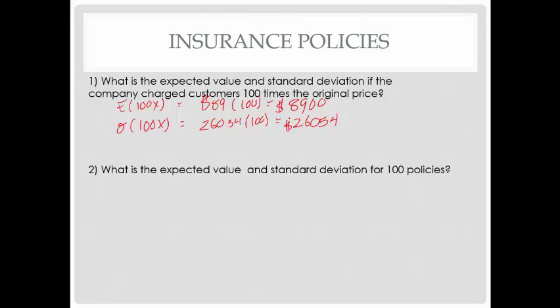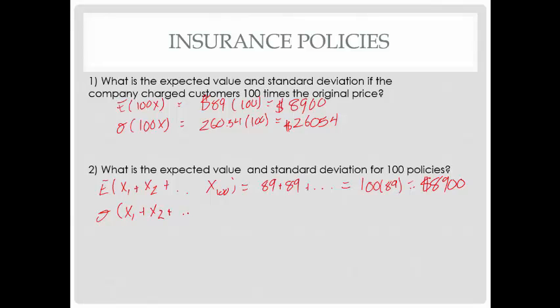Versus, what if they went out and they did 100 policies? So this would be expected value x1 plus x2, and they go out and they get 100 policies. Well, I don't know, $89 a pop, so that'd be 89 plus 89, right? We'd end up with 100 of those. So we end up still the same expected profit, $8,900. But with 100 individual policies, just like the 50 individual pennies or the 2 individual cats, before we can move forward, we've got to convert standard deviation to variance.